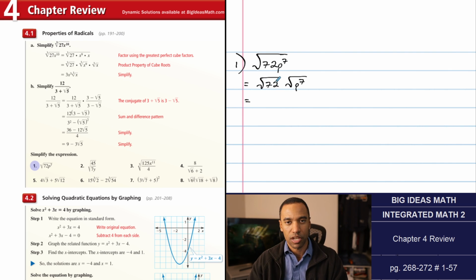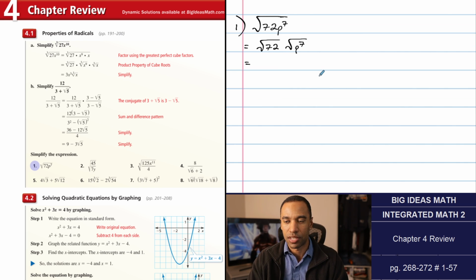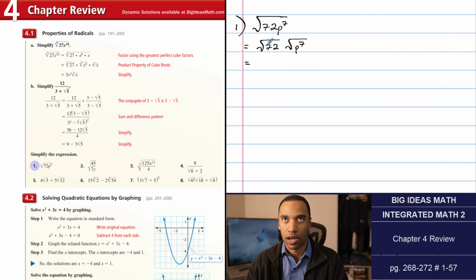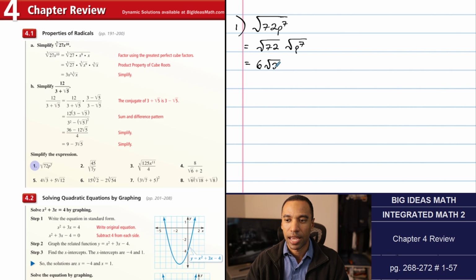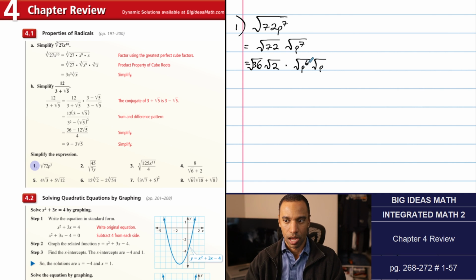Square root of 72, we've done a bunch of this. Square root of 36 times square root of 2, which is 6 root 2. I got a 6 root 2 happening there. And p to the 7th is basically this. I'll write it this one time: root p to the 6th times root p to the first, if that makes sense.